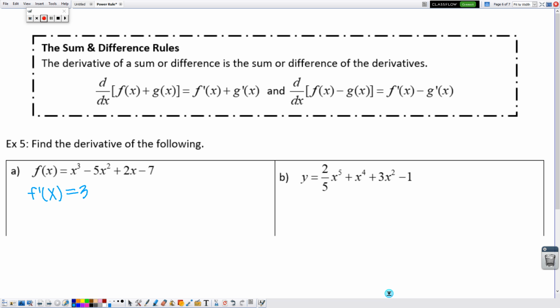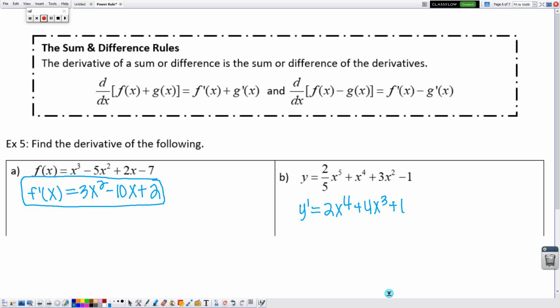equals 3x squared minus 10x plus 2. Remember, we're just applying the exponents as coefficients and dropping them all down by 1, exponent-wise. Okay? And then we're going to do the same exact thing for the next one. Alright? Now just make sure you know that 2/5 times 5 just gets you 2, because the 5 on the bottom and the 5 on the top.